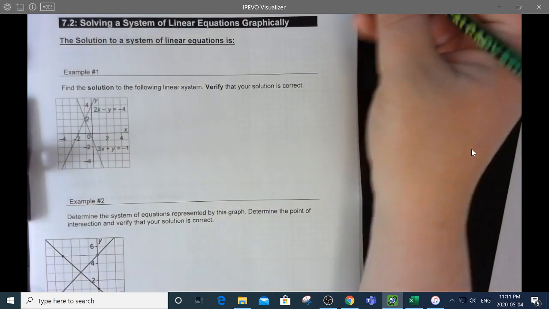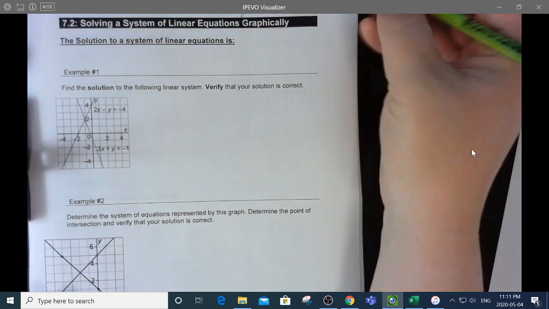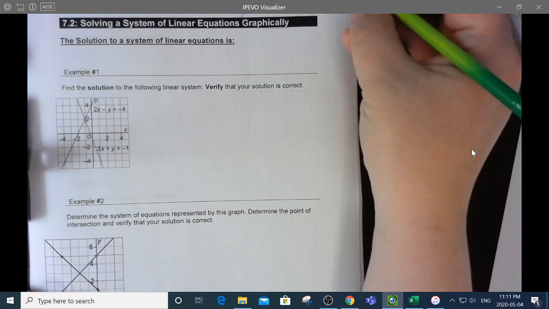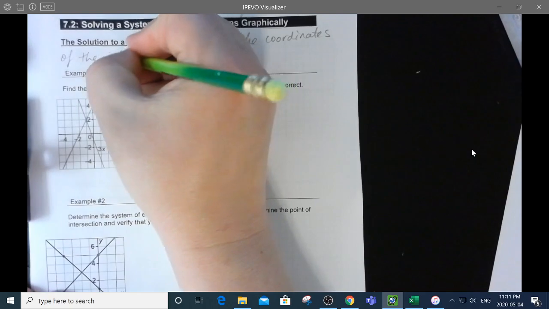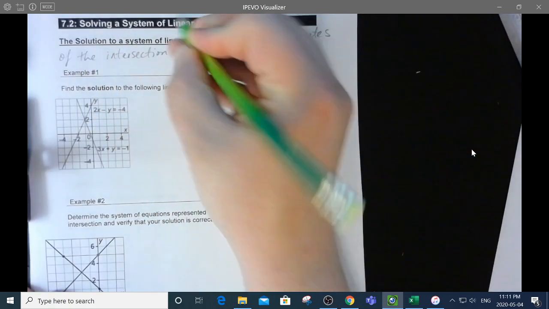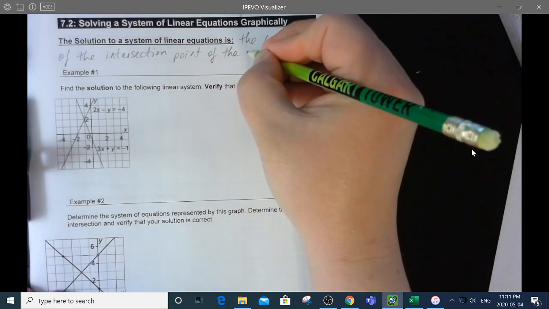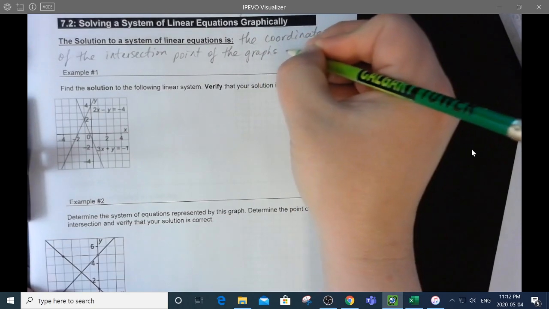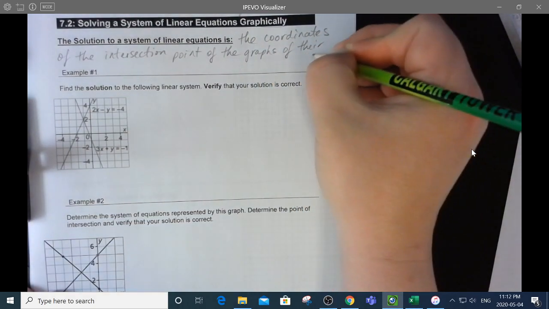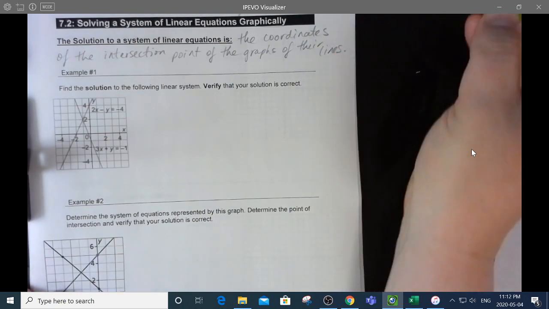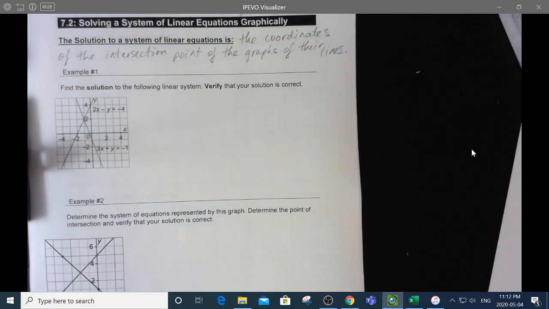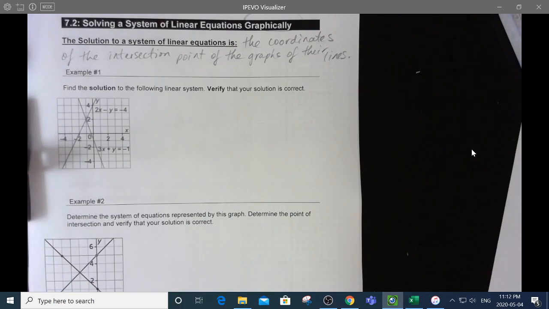Well, the first way we're going to solve is we're going to solve graphically. So the solution to a system of linear equations is the coordinates of the intersection point of the graphs of their lines. So if I take the two equations that I had in all those three situations there in 7.1 and I graph them all, wherever they meet will be my answer.